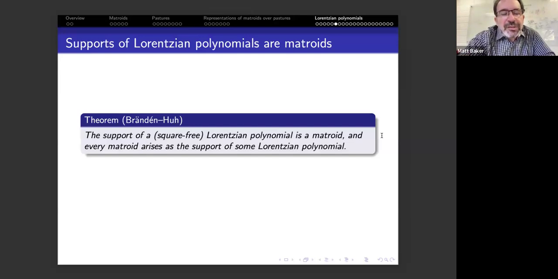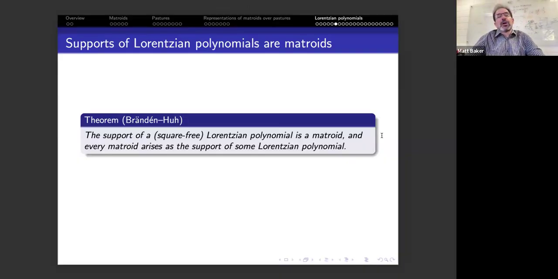So the surprising theorem that links this to combinatorics is that if you look at the support of a Lorentzian polynomial, it's always a matroid. Specifically, it's the set of bases. I mean, you can identify monomials with subsets in the square-free case. And I want to say that the monomials that appear correspond to the bases of a matroid. And even more surprising in some sense is that every matroid arises from this construction.